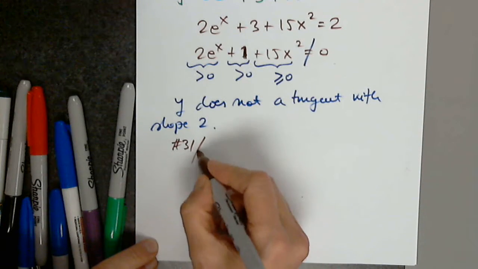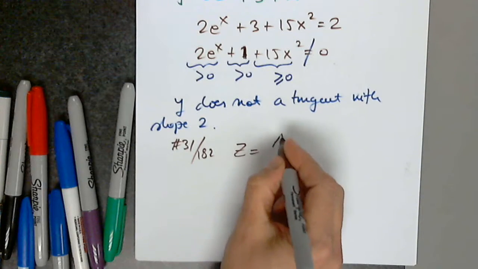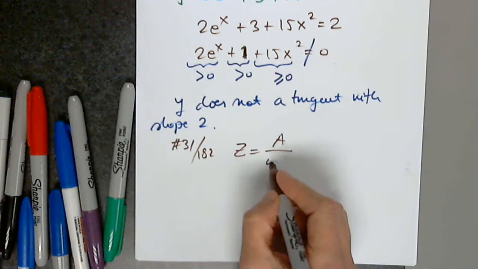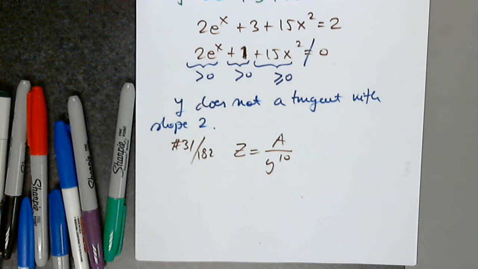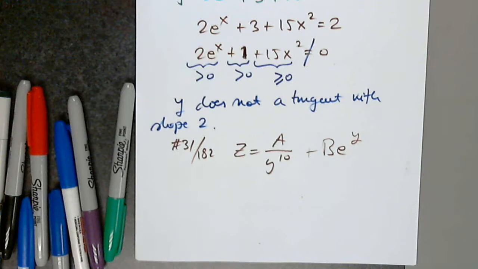On 182. Let's look at 31 on 182. 31. z equals a divided by y to the 10th, and plus b e to the y. We're asked to differentiate. Let's look at the question. The question is asking us to differentiate the function.